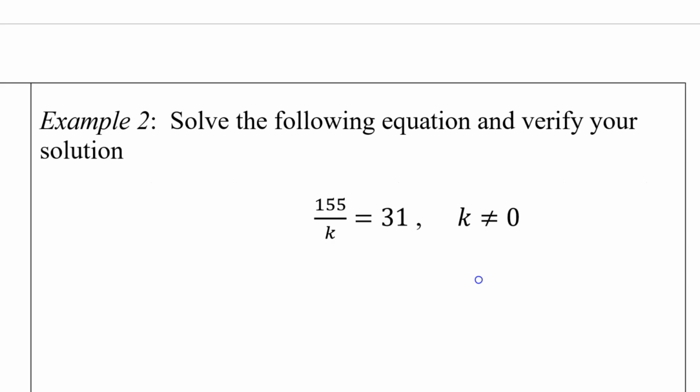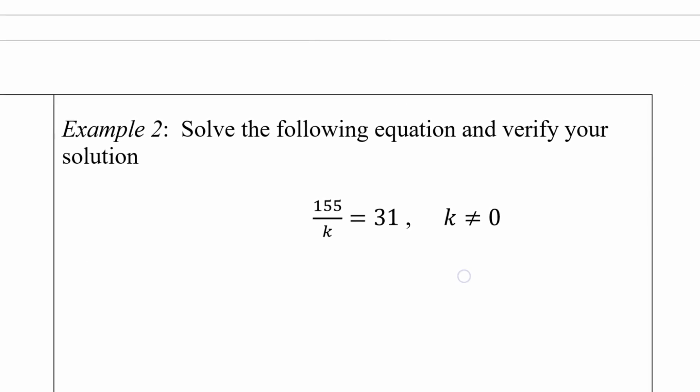Now this question right here, it doesn't have variables on both sides, but it's kind of a weird one. At first glance, it looks like it's just a one-stepper. You want to multiply both sides by 155. Oh, what? No, because the k is in the denominator. So don't let that trick you. Something worth mentioning is that k can't equal 0.